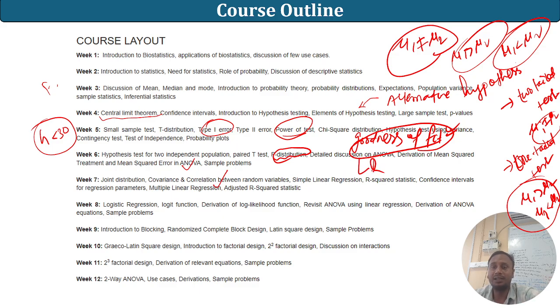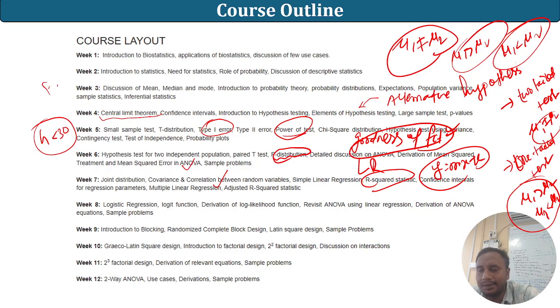Then we saw linear regression. We also saw the R-square statistic. Then we came across linear regression, which simply works on y = mx + c.